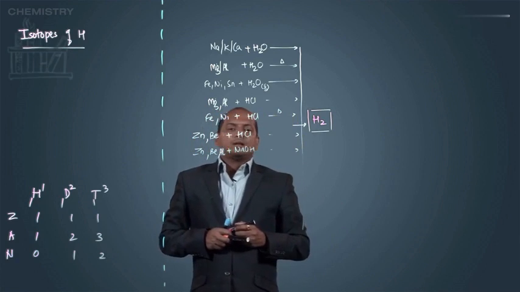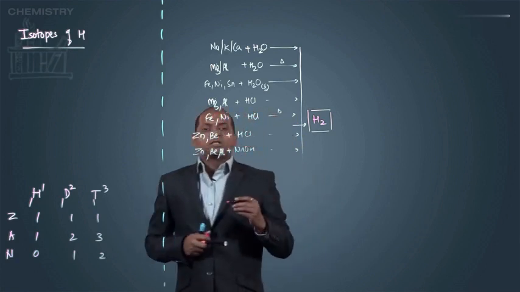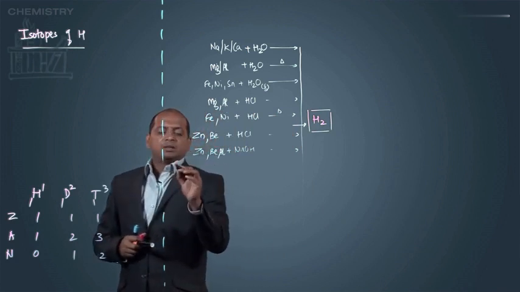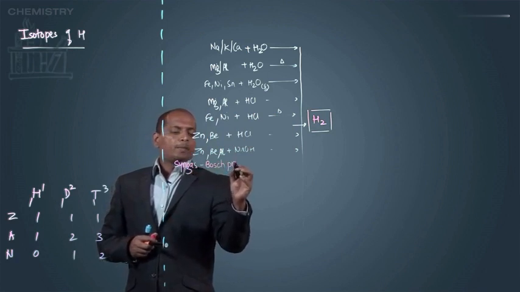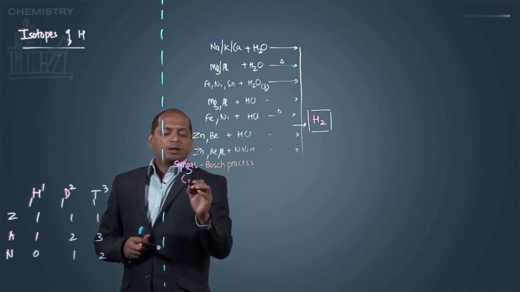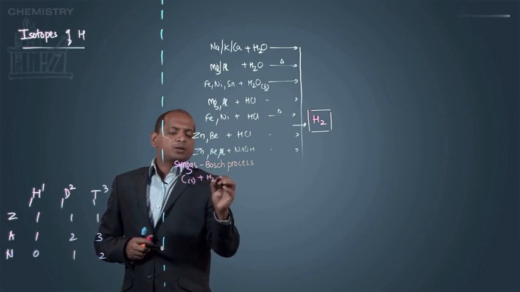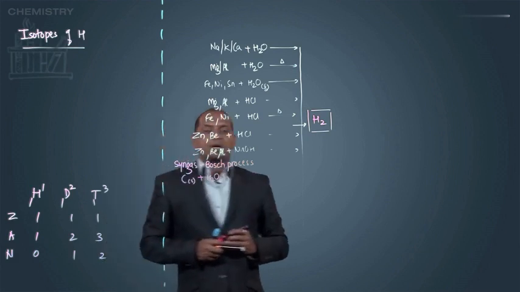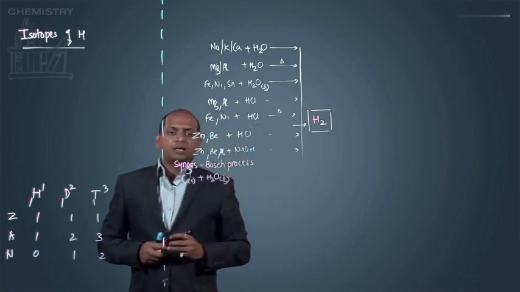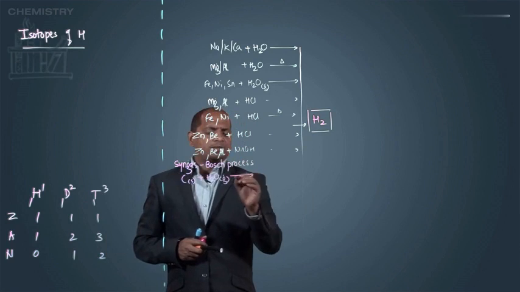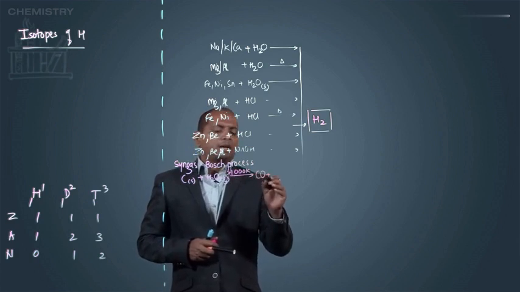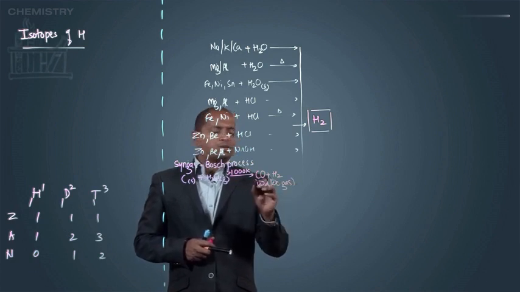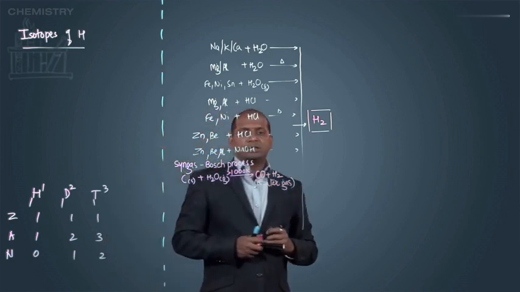Commercially, hydrogen is prepared by the syngas Bosch method and Lane process. In the syngas Bosch process, steam is passed over red hot carbon. The temperature is around greater than 1000 Kelvin, so that we get water gas. Water gas is the major source of hydrogen.